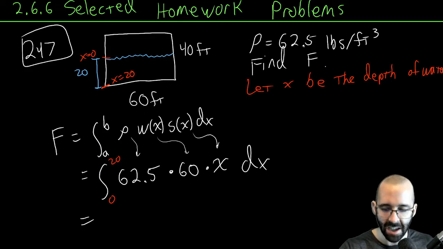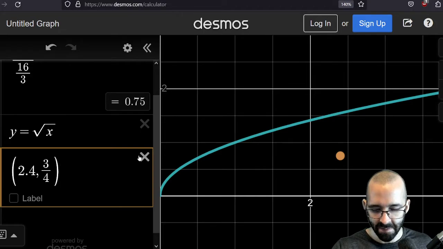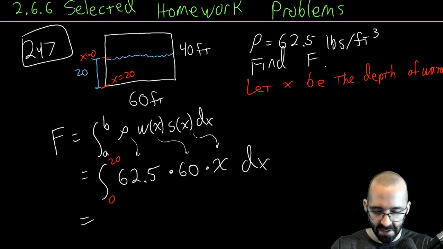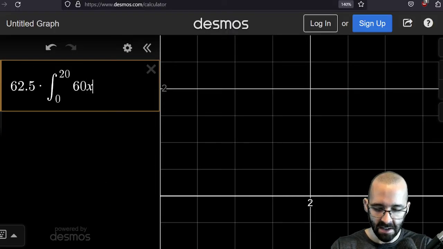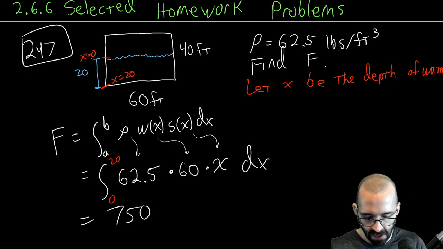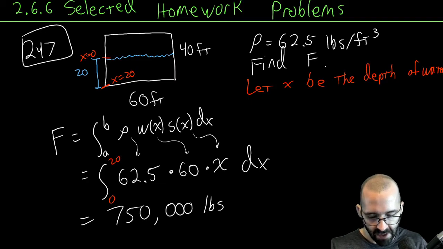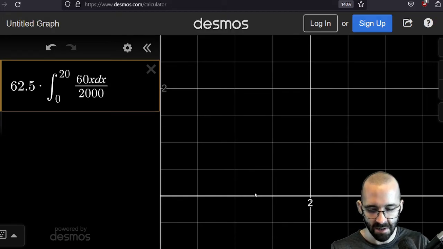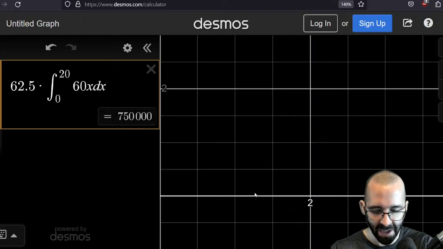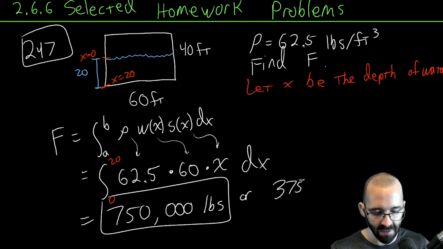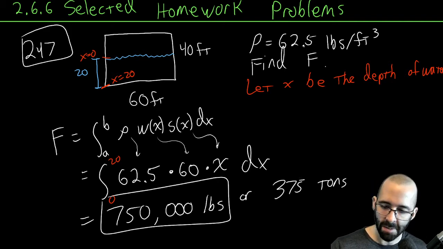I don't want to take the time to do it by hand, even though it's a simple integral. Just use a calculator, because I really don't want this video to be a full hour long. 62.5 times the integral from 0 to 20 of 60 times x dx. 750,000. Again, you can answer in pounds. It's better to do it in tons, but you don't have to. Divided by 2,000, 375 tons. That's the better answer, but I'll take both.